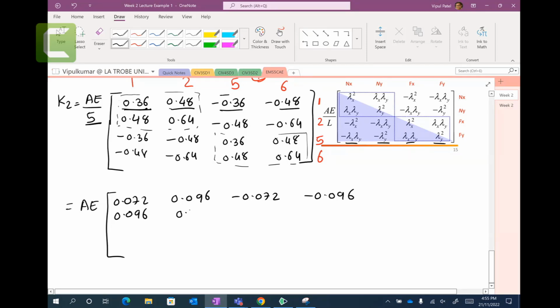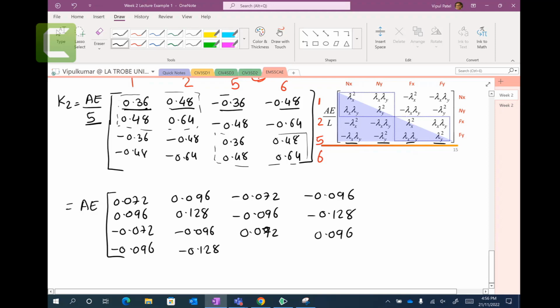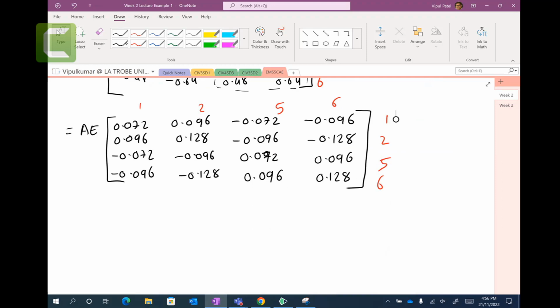0.096, 0.128, minus 0.096, minus 0.128, minus 0.072, minus 0.096, 0.072, 0.096, minus 0.096, minus 0.128, 0.096 and 0.128. And same thing, 1, 2, 5, 6, 1, 2, 5, 6. Now we're going to assemble the matrix. Please pay attention.